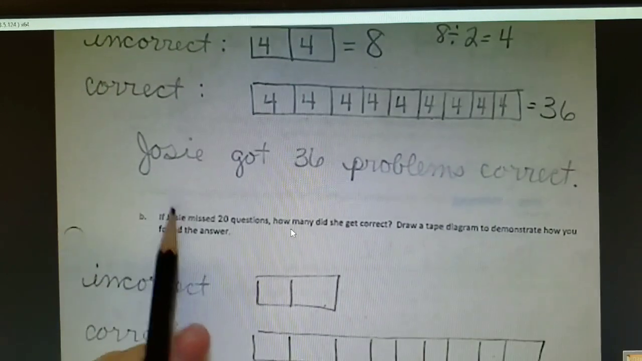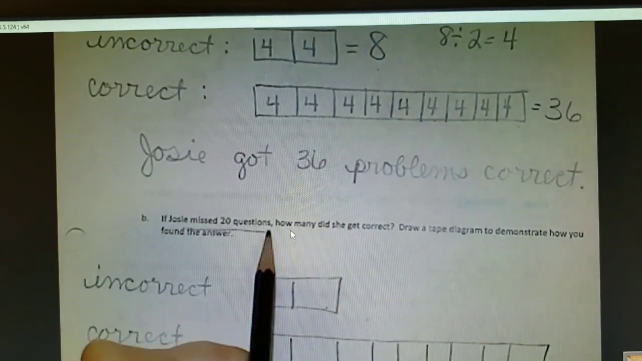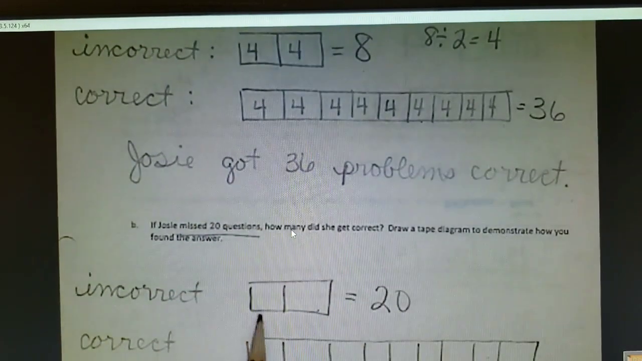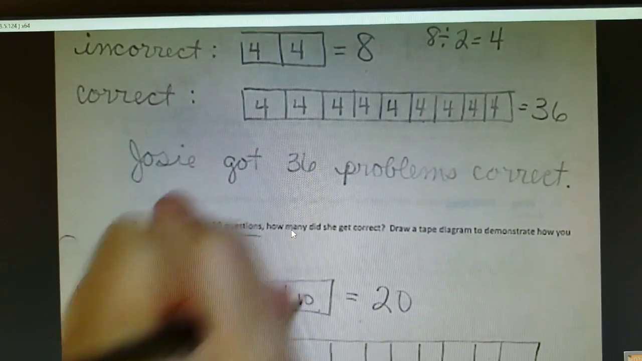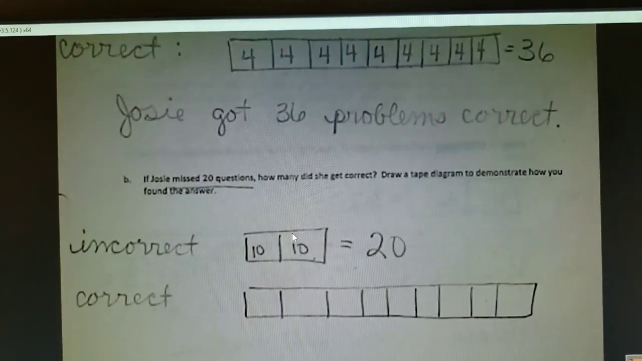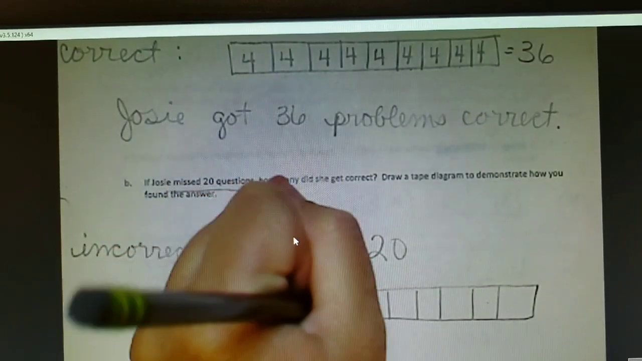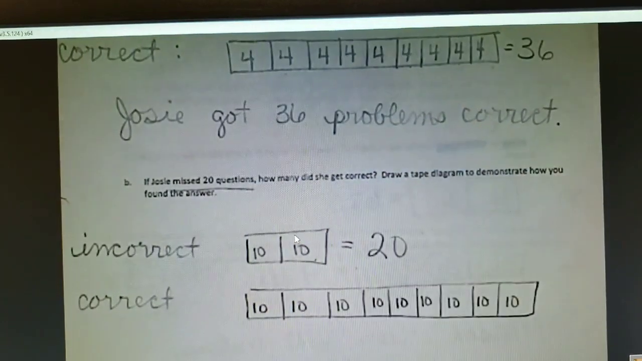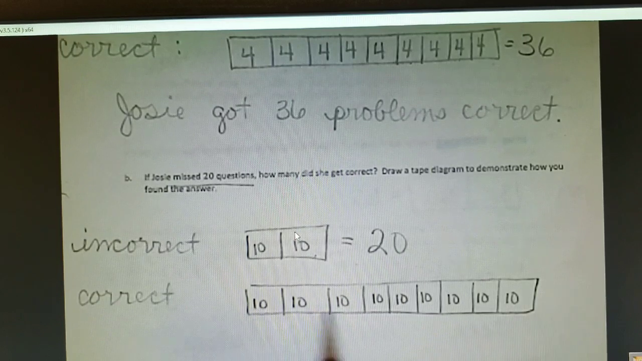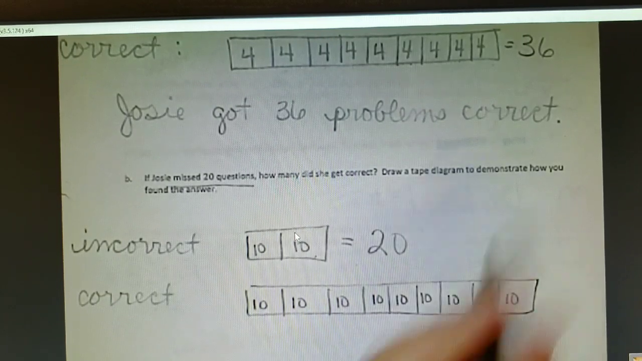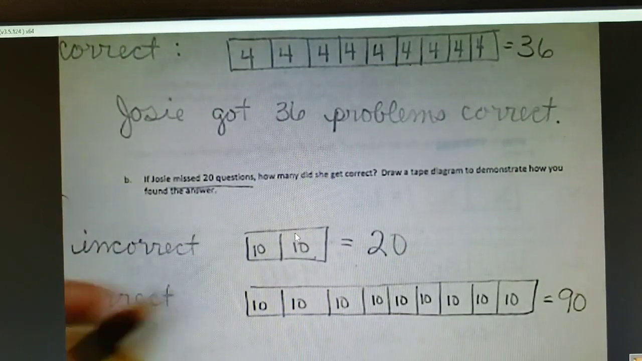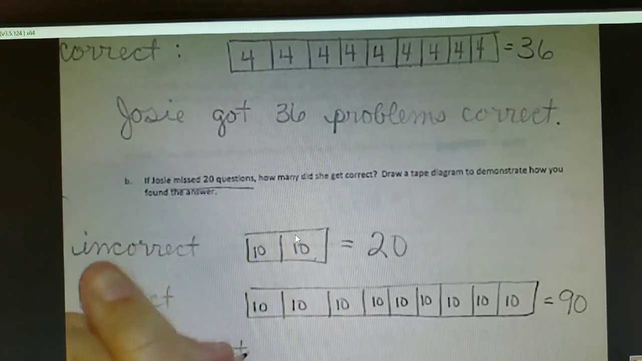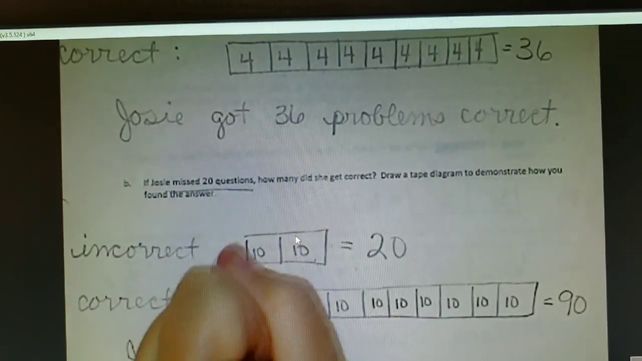Okay, and then if we read the question, Josie missed 20 questions, so that would be incorrect. So she got 20 wrong. So 20 divided by 2 is 10. So 10 goes in each one of those boxes, which also means 10 will go in each one of these boxes. Okay, which is 10, 20, 30, 40, 50, 60, 70, 80, 90. So Josie got 90 problems correct.